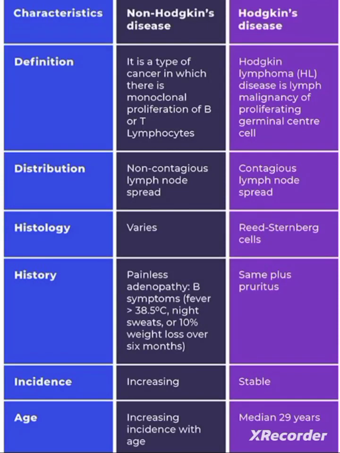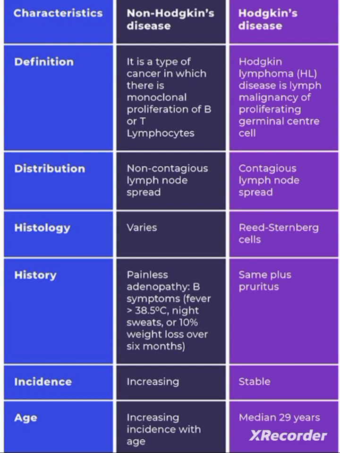Difference between non-Hodgkin's disease and Hodgkin's disease. The lymphomas are liquid tumors because they affect the lymphatic system. So here, we can see the definition first. It's a type of cancer in which there is monoclonal proliferation of B or T lymphocytes. Non-Hodgkin's is mainly due to the proliferation of B or T lymphocytes.